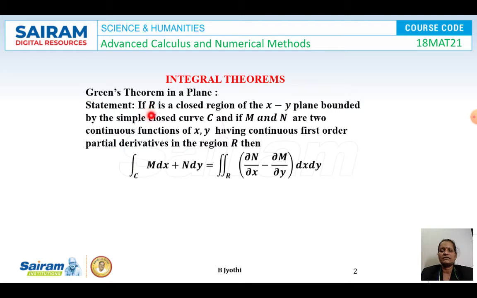The statement says that if R is a closed region of the xy plane bounded by the simple closed curve C, and if M and N are two continuous functions of x and y having continuous first order partial derivatives in the region R, then the integral along C of M dx plus N dy is equal to the double integral over the region R of (∂N/∂x minus ∂M/∂y) dx dy. This is the Green's theorem in a plane. This will be used for solving the problems.